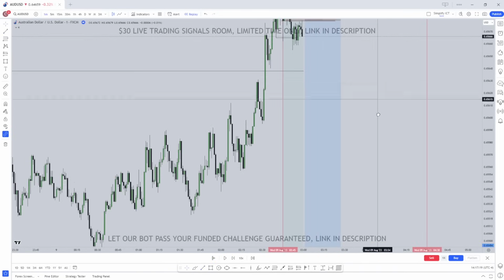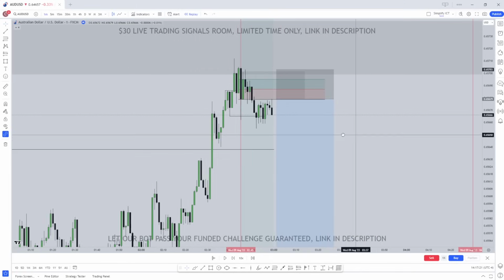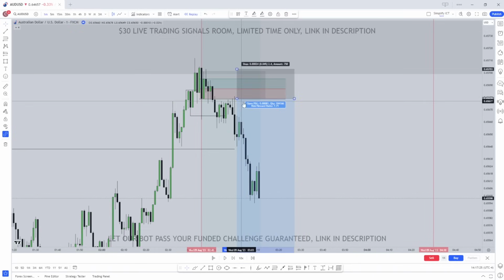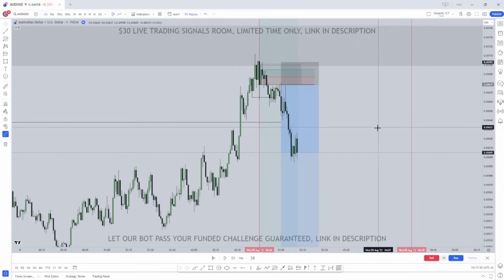But we want our entry and our setup to be formed within our time window. So let's see what price does. As you can see, price perfectly wicked us in right there with that wick, okay? And price moves to the downside.